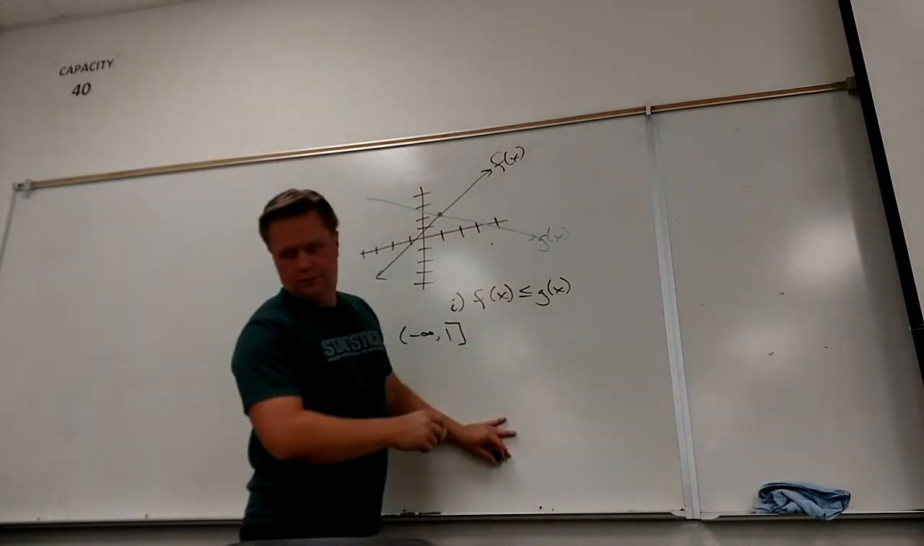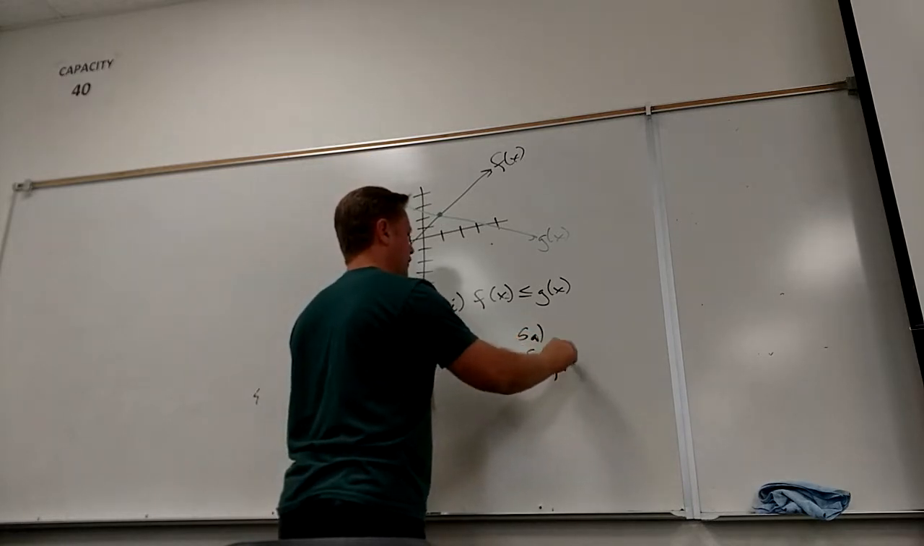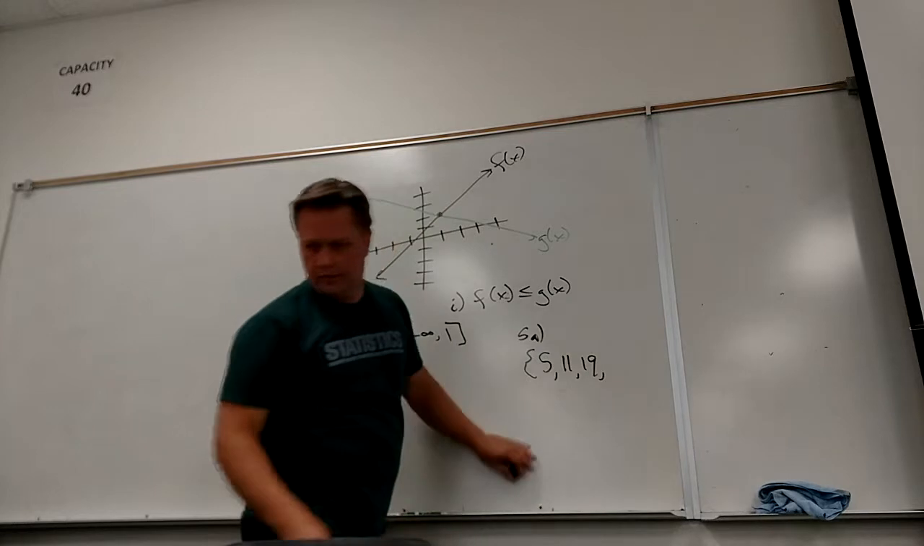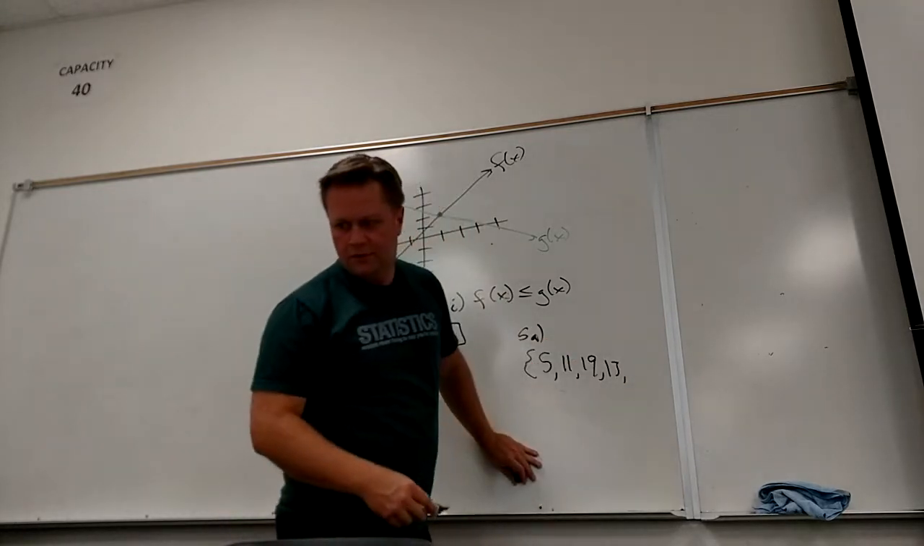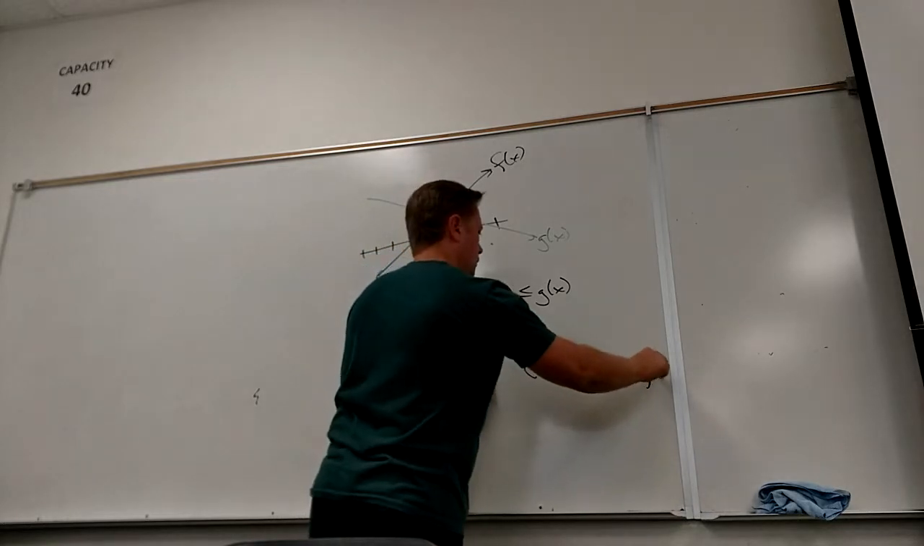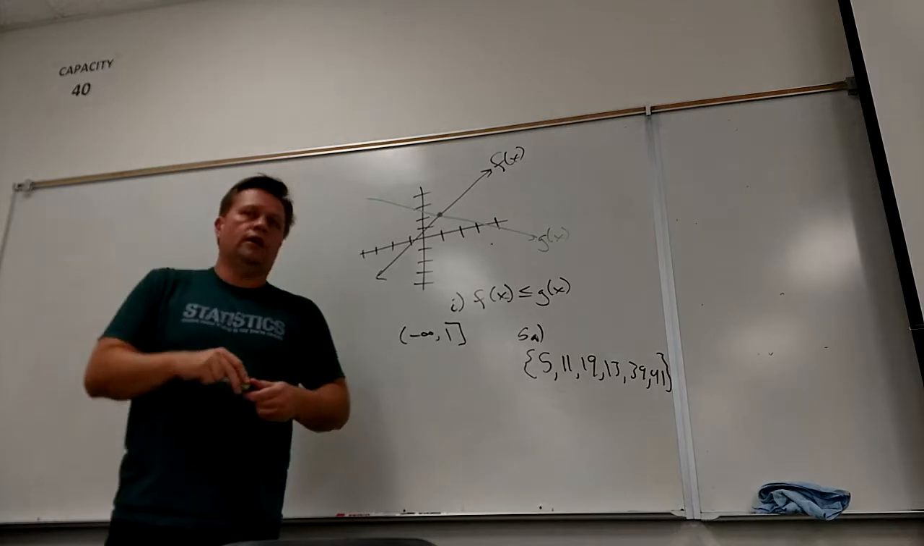So, what was it, 5A? It would be 5, 11, 19, 13, 39, and 41. When it's a duplicate, you just write it once.